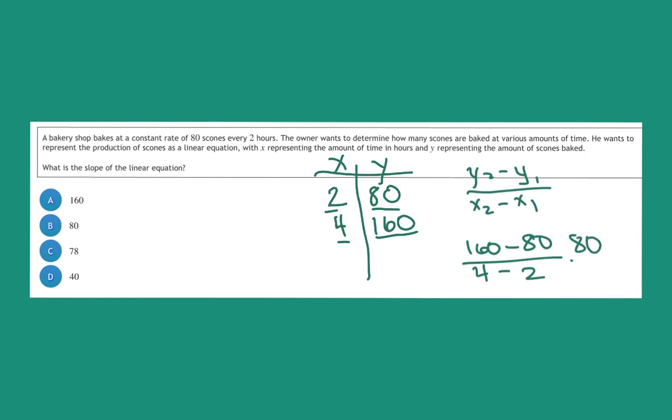160 minus 80 is 80. 4 minus 2 is 2. When I divide 2 into 80, I end up with 40. The correct answer is 40.